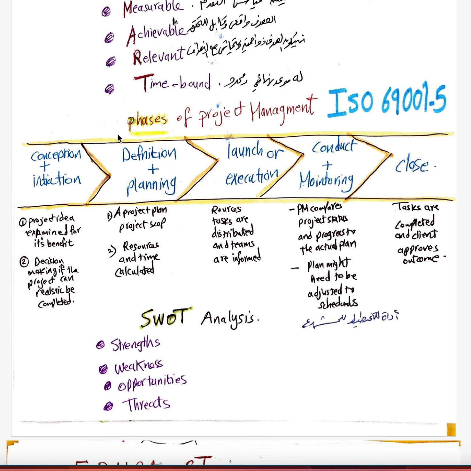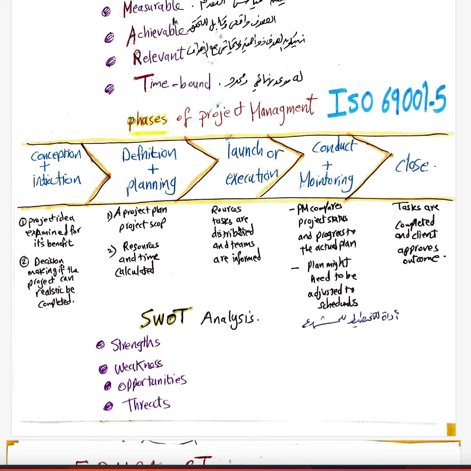This is stuff we use, this is SMART. And then the definition and the planning. A project plan, project scope, we have to do a complete plan for this project. Then the resources and the time calculated. So we have time, we have a plan, we know what is the start, what is the end, what we have to do, we have steps, we have everything for that. So we have the definition and the planning.